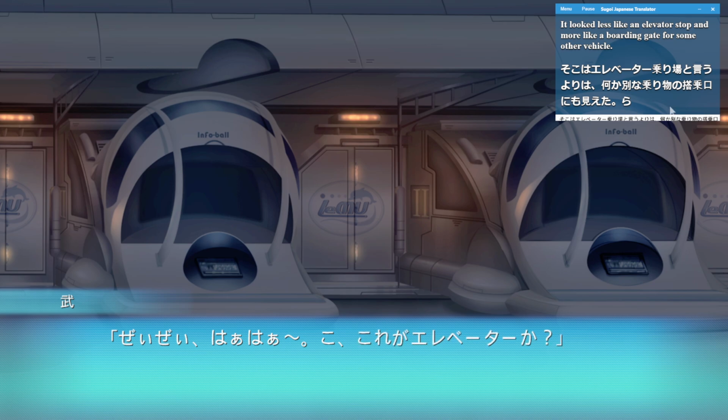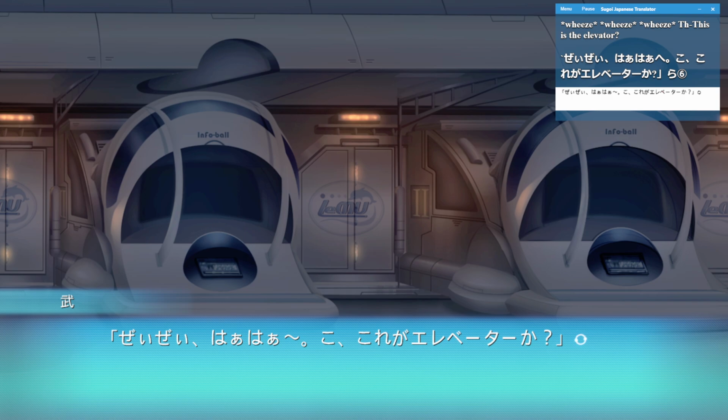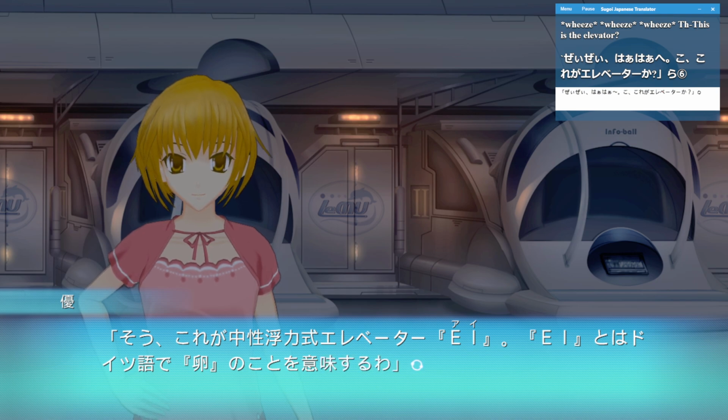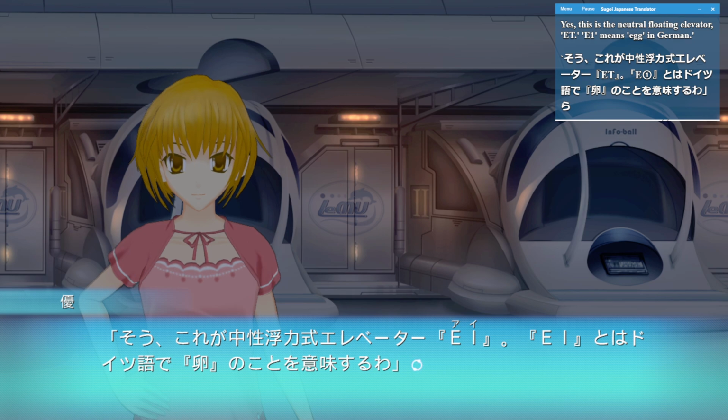Is this the elevator? Yeah. Is this the elevator? That's right. This is the neutral buoyancy elevator I. I means egg in German. Oh, it's pronounced A-I or I. Okay. This is the new neutral buoyancy elevator, the I elevator. I means egg in German. Okay.